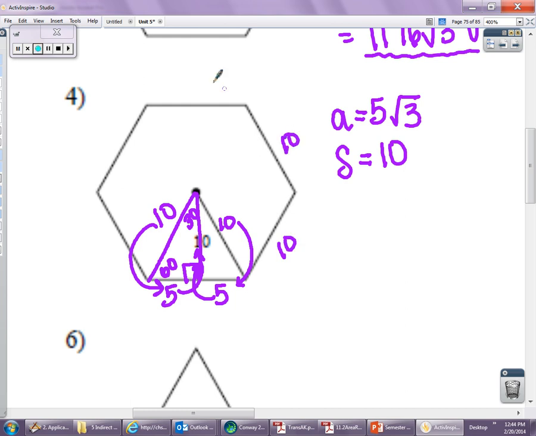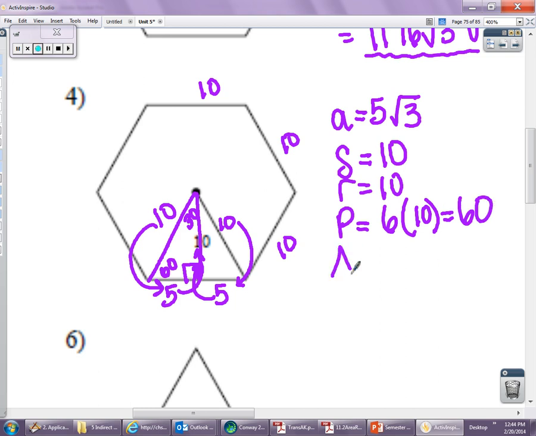sides are 10. It's the same as the radius. My radius is 10, and therefore my side is 10. My perimeter is going to be 6 times its side, so that's going to be 60. And again, I use my same formula, 1/2 the apothem times the perimeter. So 1/2 times the apothem times the perimeter.